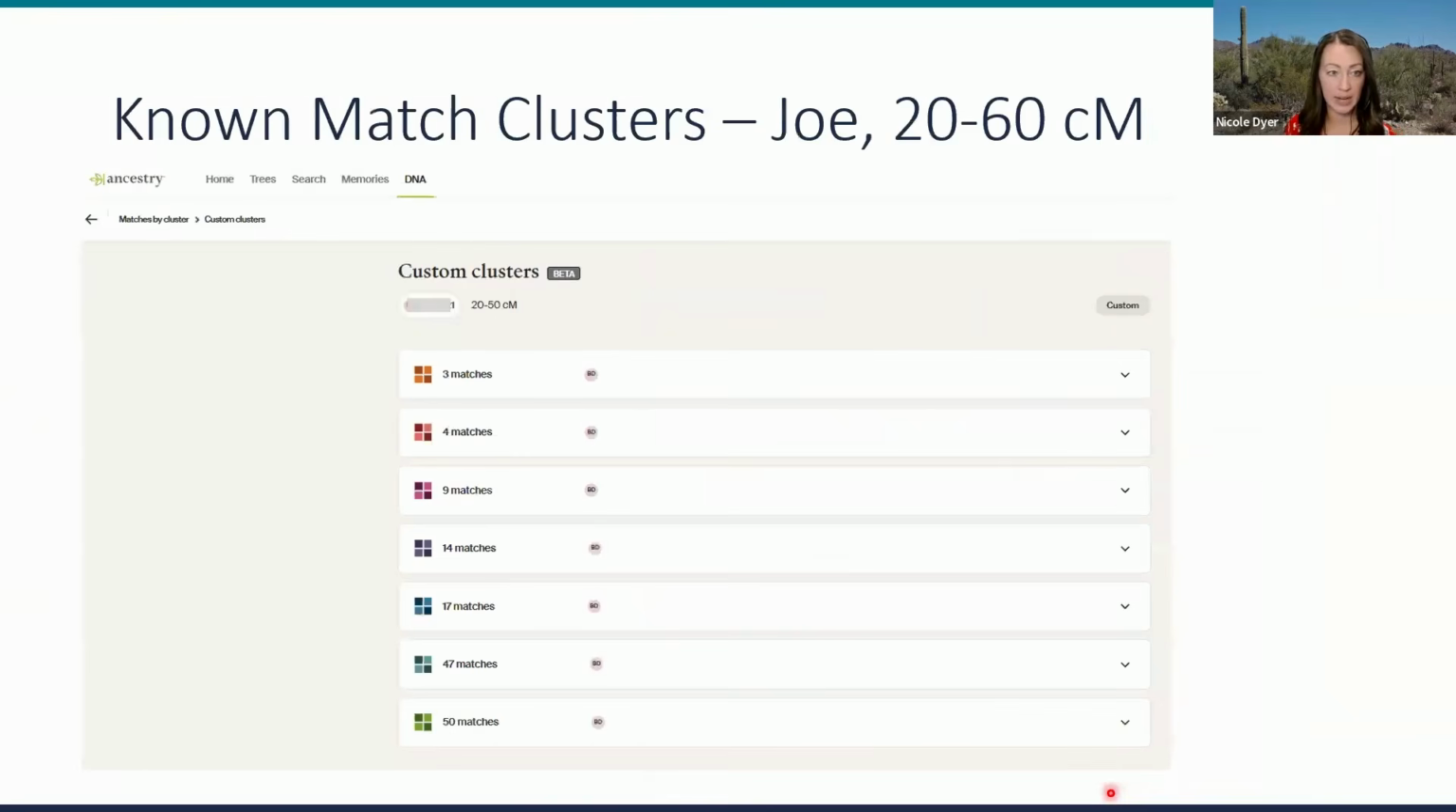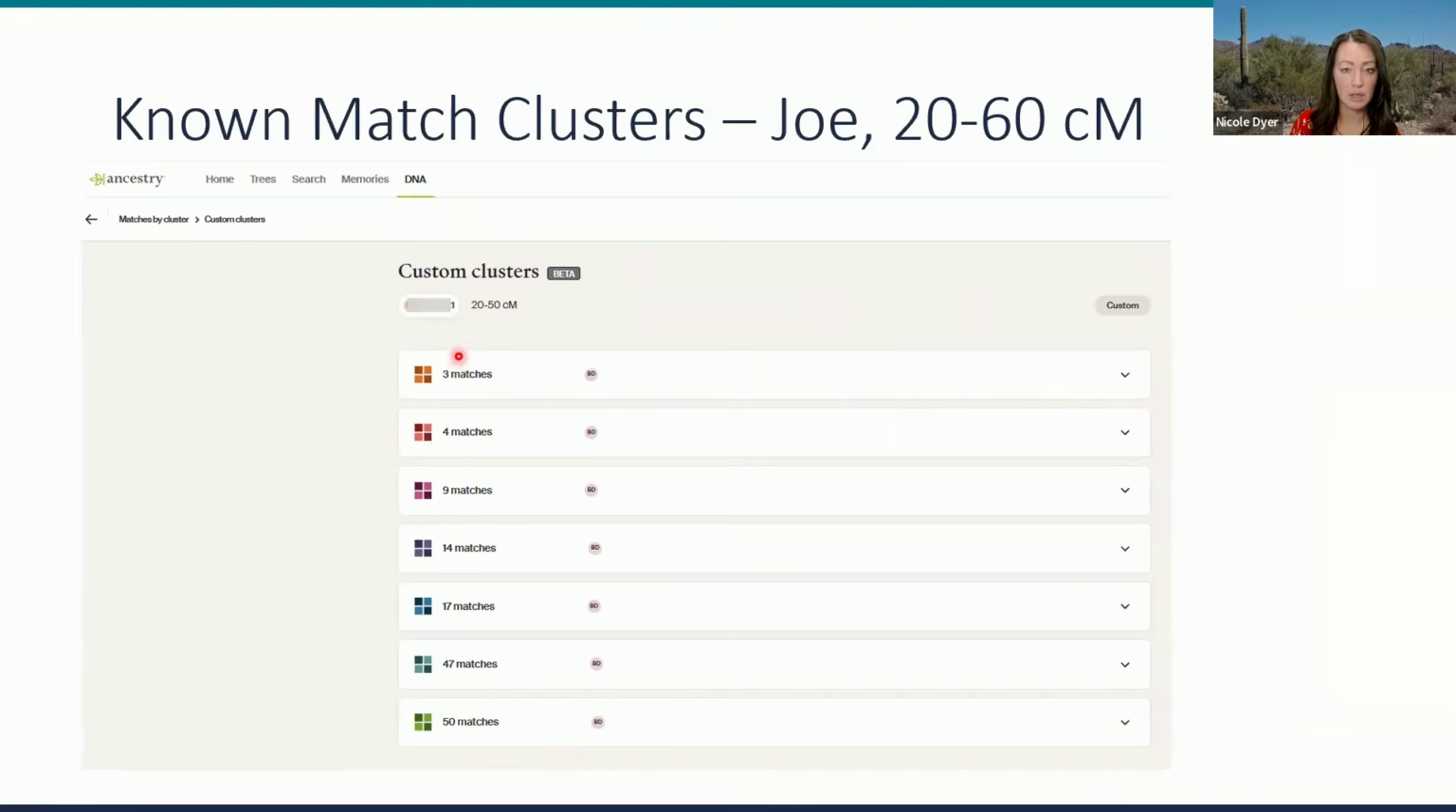So I did that and I used Joe and I created custom clusters just with him, not with any sidekick matches, just Joe as the match of interest. I chose the range of 20 to, actually, I think I did 50, not 60, 20 to 50 centimorgans. And these are the clusters I got.